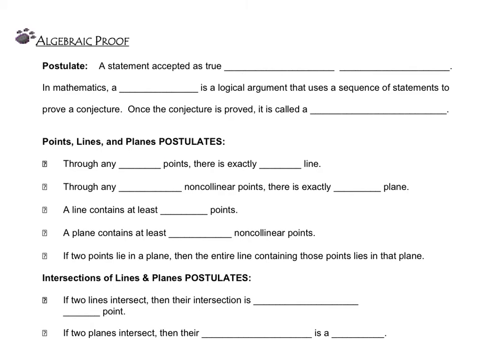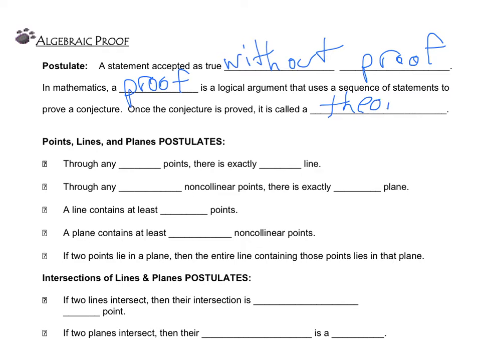Okay, our notes. We have a few definitions or terms we want to talk about. Postulates are statements accepted as true without proof. In mathematics, a proof is a logical argument that uses a sequence of statements to prove a conjecture. Once a conjecture is proven, it is called a theorem.